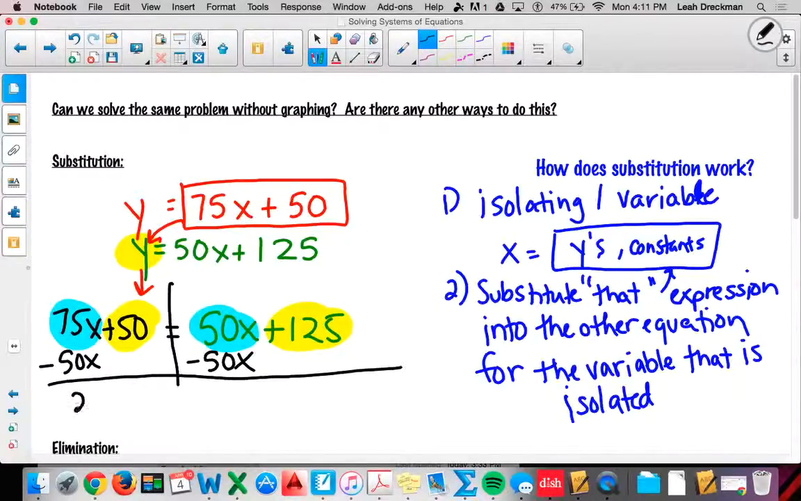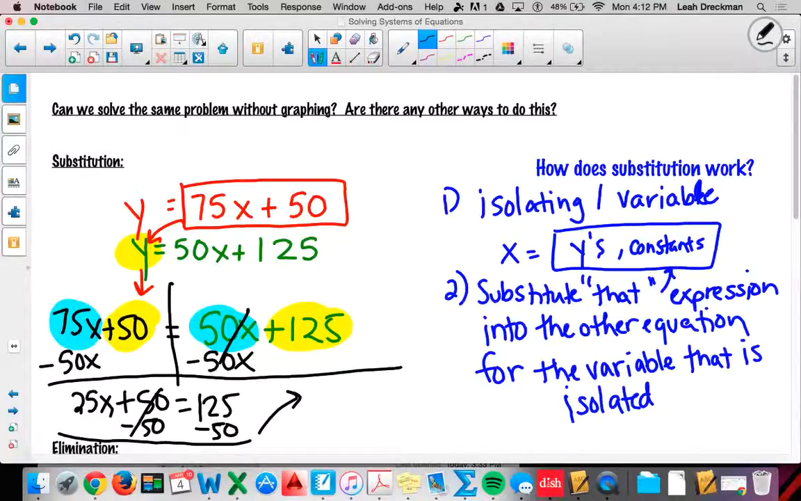And we get 25x plus 50 on the left. And then on the right, the 50x's cancel and we're left with 125. Okay, now the 50 and 125 are like terms, so I want to move those to the side that doesn't contain the x's. In order to get rid of plus 50, I have to go minus 50. So that cancels, and we end up with 25x equals 75, and x is equal to 3.